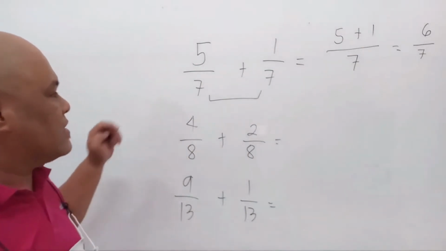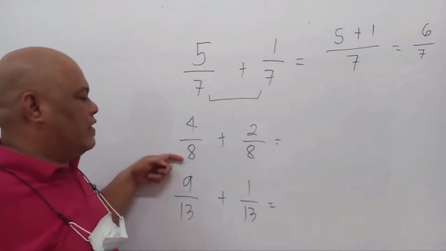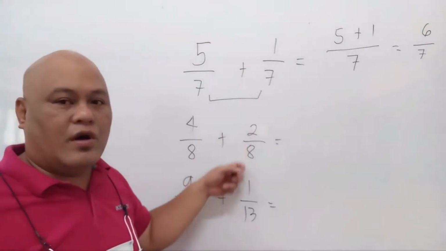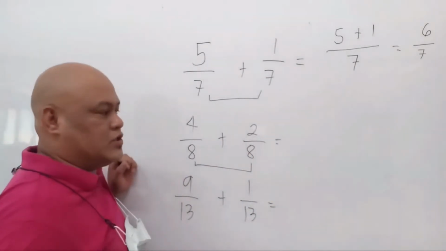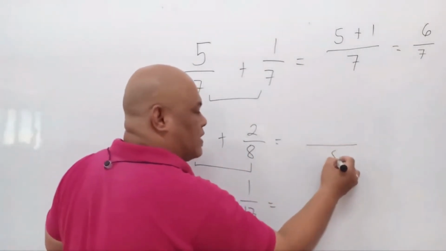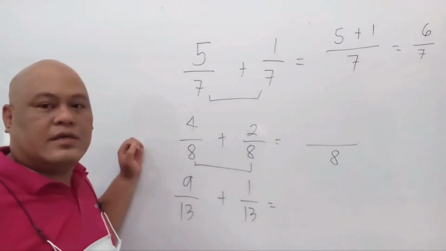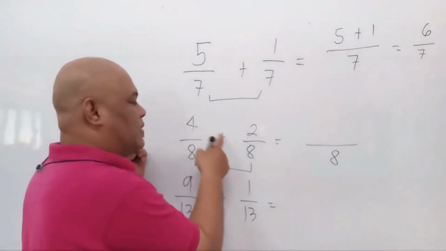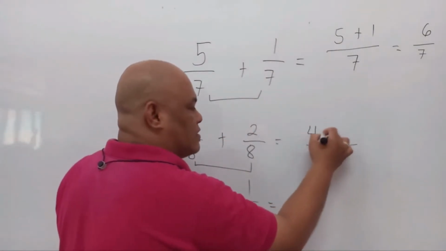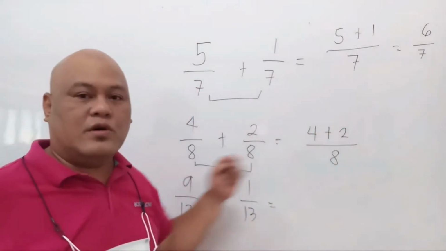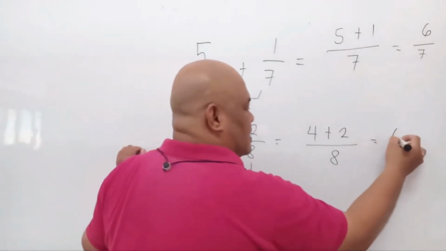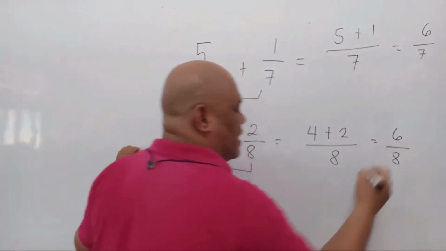Okay? Next, for example, 4 over 8 plus 2 over 8 with the same denominator. What you will do, you have to copy the denominator. Next, you have to add the numerators. 4 plus 2 is 6 over 8.